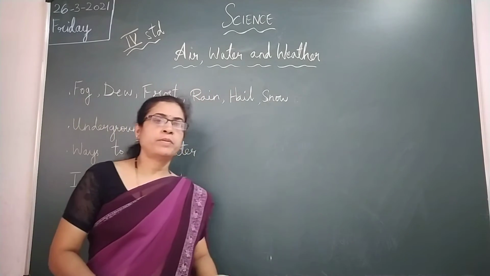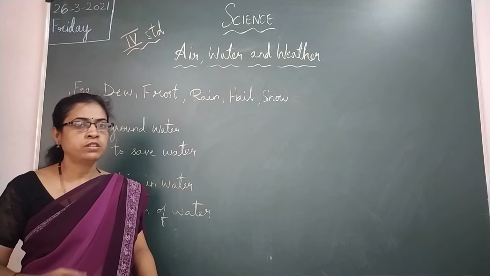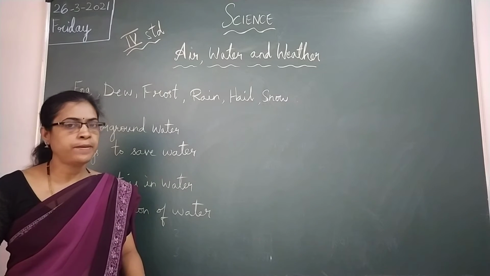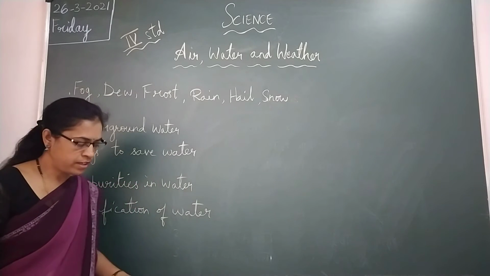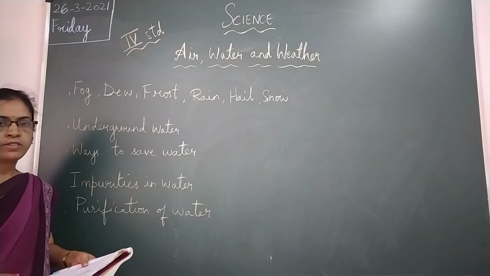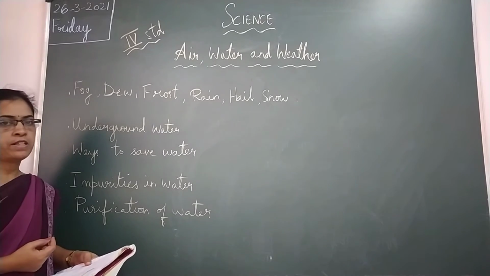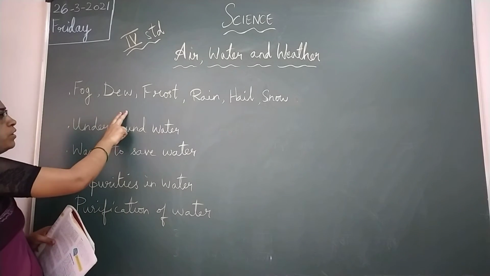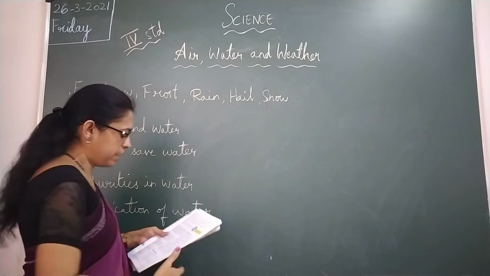So children, in the previous class we have already learnt about water, forms of water, sources of water and the water cycle. So let us today learn the different forms of precipitation in nature. What are the different forms of precipitation? That is fog, dew, frost, rain, hail and snow.